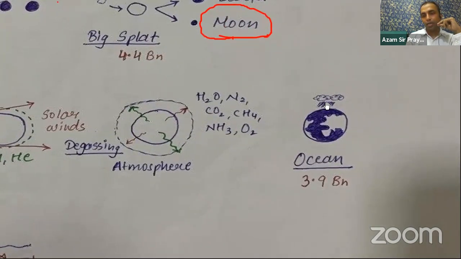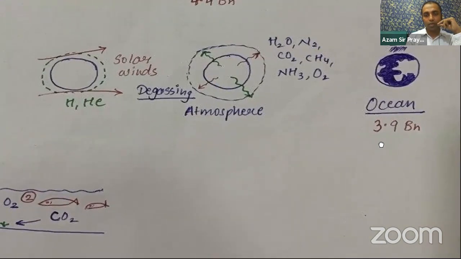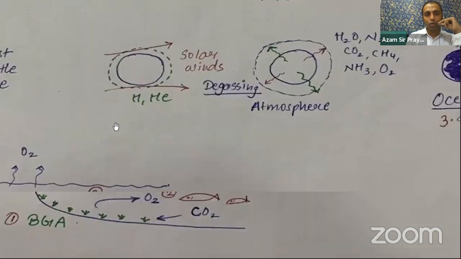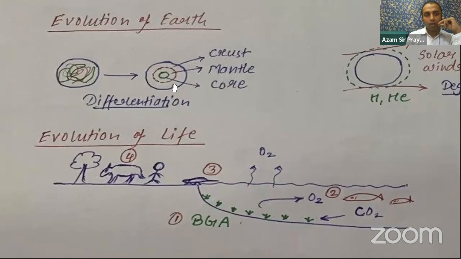Then came the time when the gases got condensed and the ocean got formed. So the ocean was formed close to 3.9 billion years ago. So in the sequence, many things were happening parallelly. That is, the interior of the Earth was forming, the atmosphere of the Earth was forming, and the ocean was forming. Almost all of these things were going on in parallel. Okay. Now, how did the evolution of life come into the picture? The very first form of life came in the form of blue-green algae, the cyanobacteria, that came inside the water. So the first form of life was in the water, in the form of blue-green algae, that is, cyanobacteria.